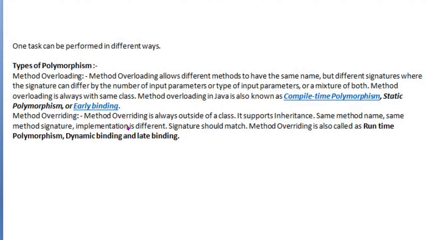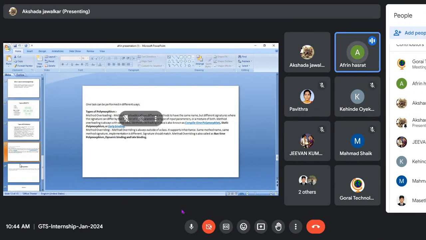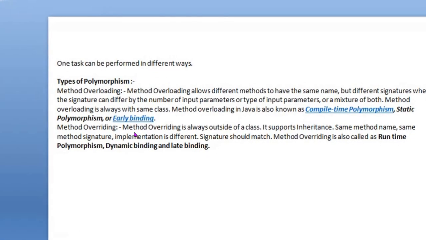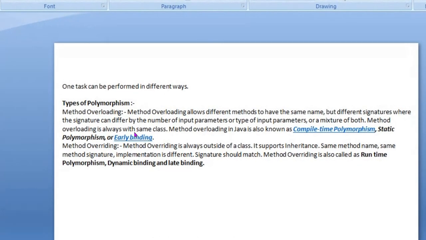Then method overriding. Method overriding is always outside of the class. It supports inheritance, as method overloading is performed in the same class, but method overriding is performed outside of the class. There will be the same method name and same method signature, but the implementation is different, and the signature should match. Method overriding is also called runtime polymorphism, or dynamic and late binding.